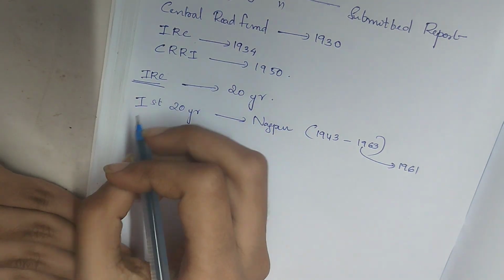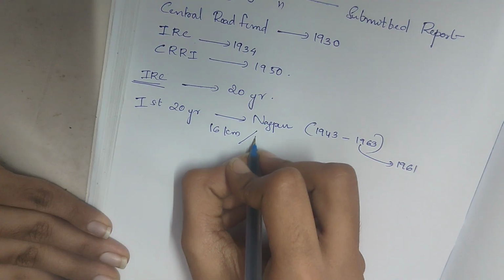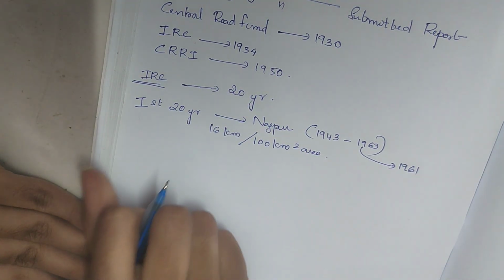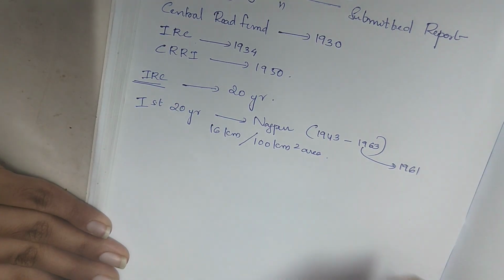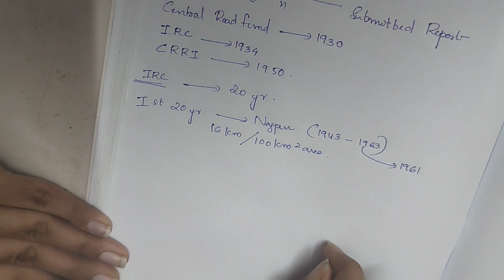Its target included 16 km of road per 100 km square area. And the roads were classified into 5 categories: national highway, state highway, major district road, other district road, village road. And milestones were also given. For national highway it is yellow milestone, state highway green, major district road and other district road black, and village road red.